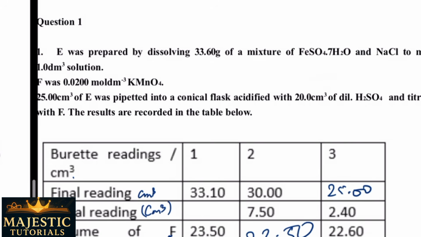So this iron 2 sulfate and sodium chloride weighed 33.6. Out of this 33.6, how do we now know the pure mass of this iron 2 sulfate? The one that will now be consumed by this KMnO4. And they gave us KMnO4 is a standard solution, 0.0200 mole per dm cube. This is known, but this we don't know it. And that's the one they tell us to calculate, E.